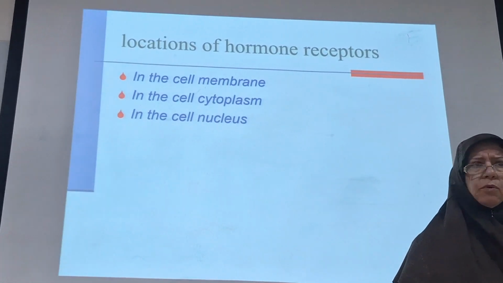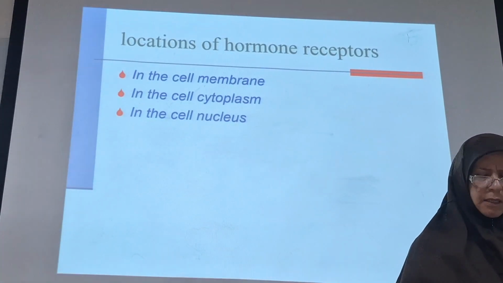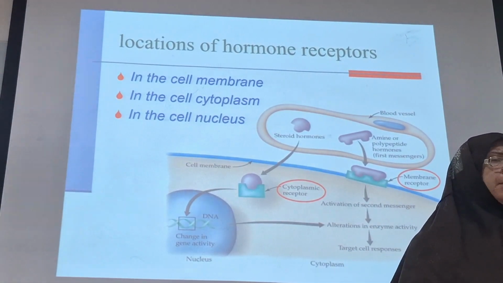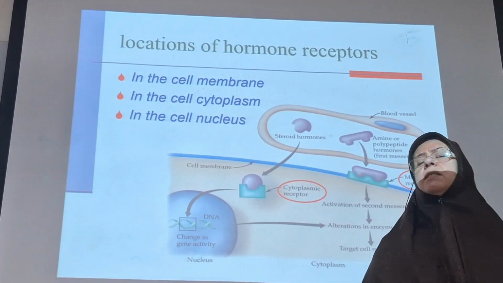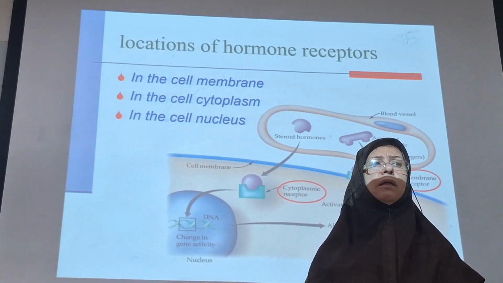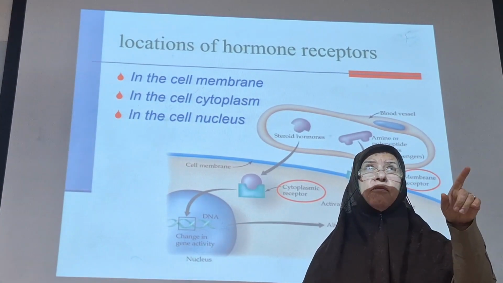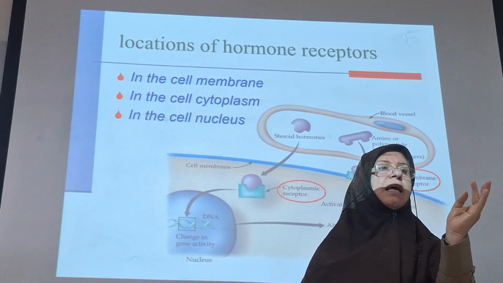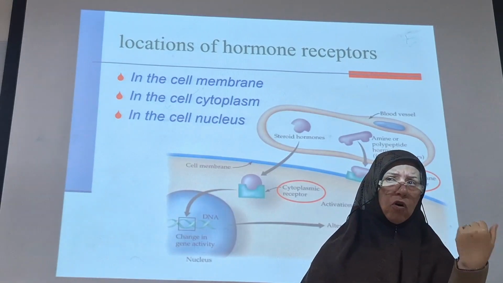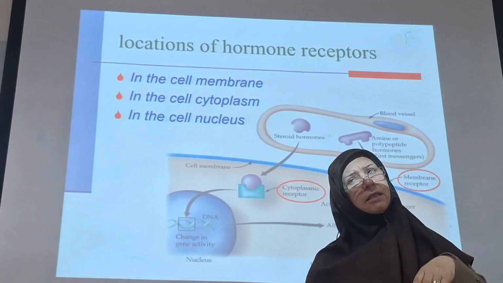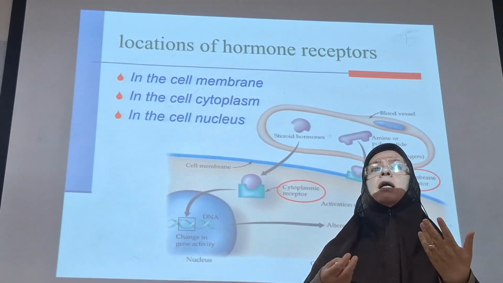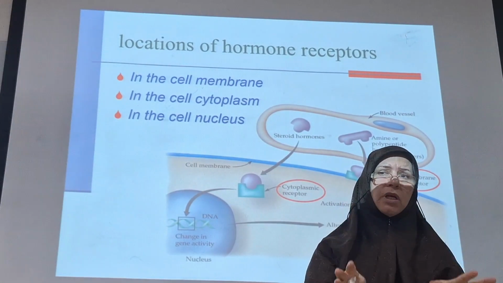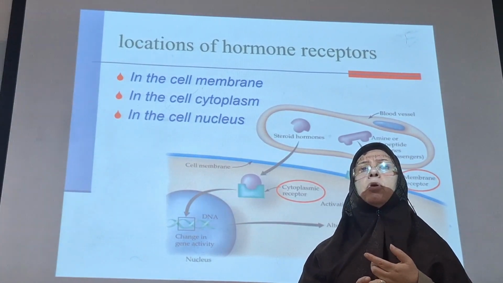Location of hormone receptor. Hormone receptors are located in the cell membrane, cytoplasm, or nucleus. Which hormones have receptors on the cell membrane? Protein-based, amino acid-based, water-soluble hormones: proteins and catecholamines. Which hormones act inside the cells? Lipid-soluble hormones, steroid and thyroid. They easily pass the cell membrane, and their receptors are located in the cytoplasm or nucleus.